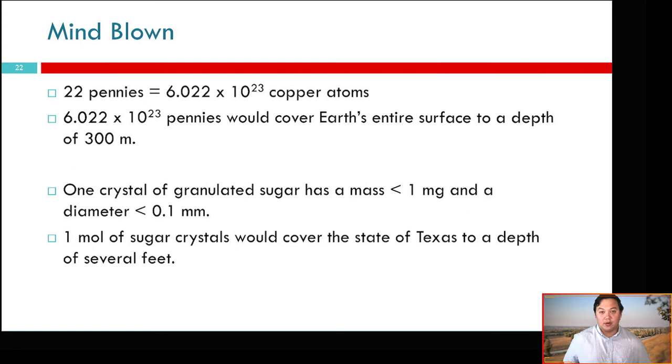This is what I was saying earlier. If we had nails and we had 6.022 times 10 to the 23 nails, they would cover the Earth. If you just had pennies, 22 pennies is equal to 6.022 times 10 to the 23 copper atoms. But if you took a mole of pennies, they would cover the entire Earth's surface to a depth of 300 meters. Including the oceans, this isn't just a land mass. Let's just say all of the oceans freeze over. If you were to treat the Earth as a sphere, it's a depth of 300 meters deep of pennies.